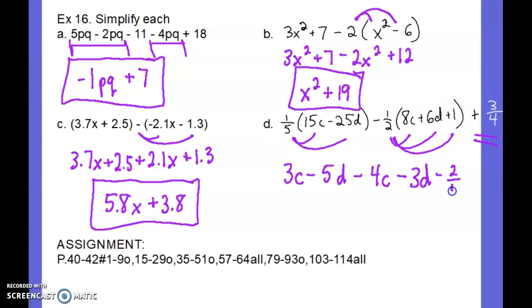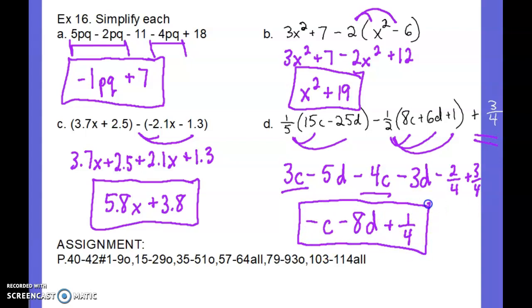I'm going to rewrite that as 2/4 though, because as I'm adding to this 3/4, I want the denominators to be the same. So now combine like terms. 3c minus 4c is negative 1c. Negative 5 minus 3 is negative 8d. And negative 2/4 plus 3/4 would be plus 1/4. There we go. So now you should be ready to work on this assignment. And I'm going to stop the video here.